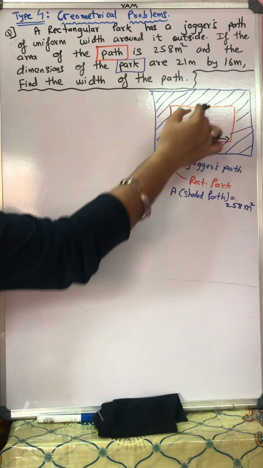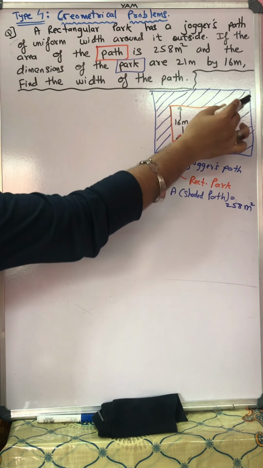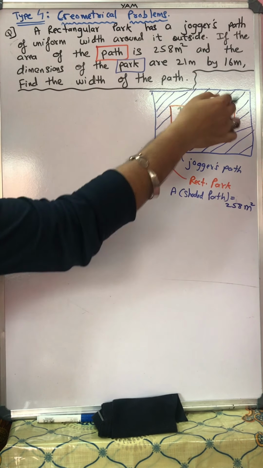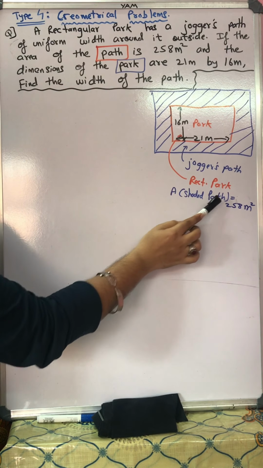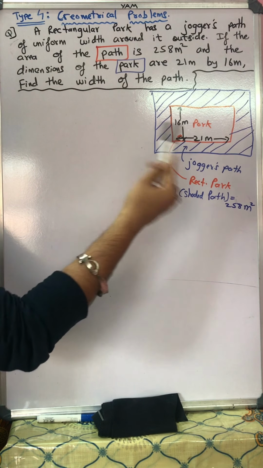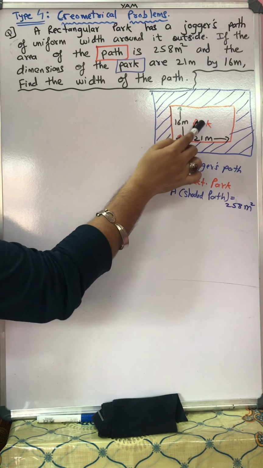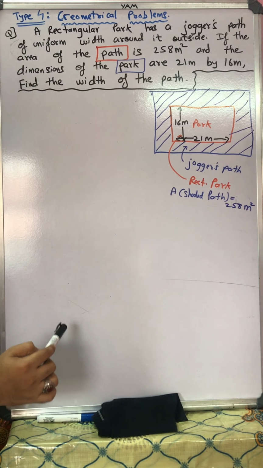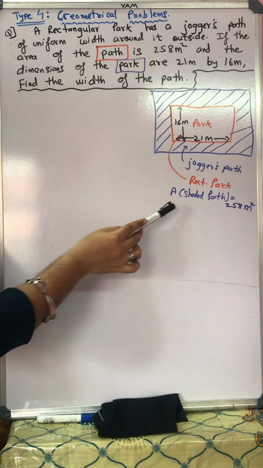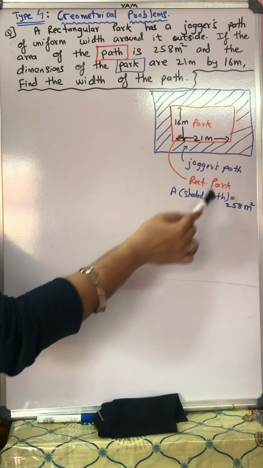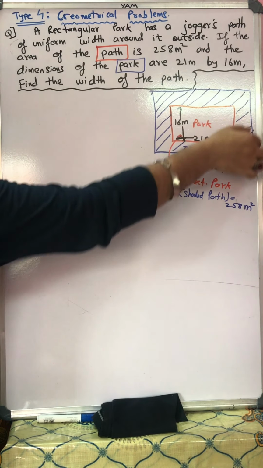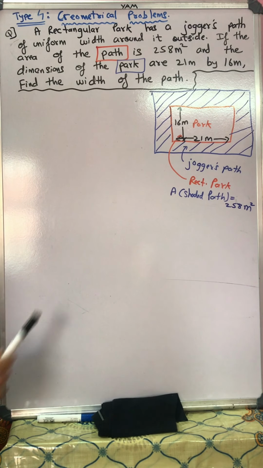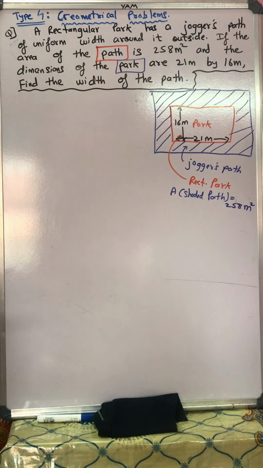So we have a rectangular park, and outside we have the jogger's path, which I shaded, so now I'll be calling it the shaded path. The length and breadth of the orange park inside are 21 and 16. And the area of just this shaded path is 258. Find the width of the path.